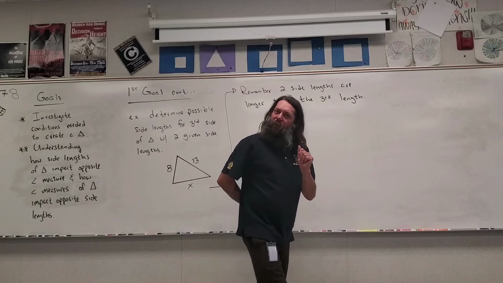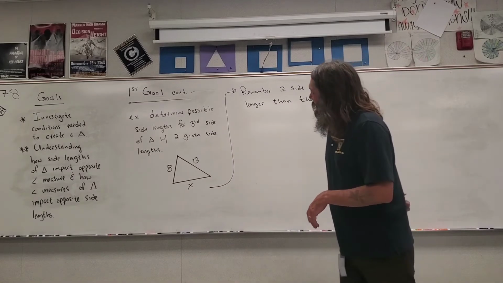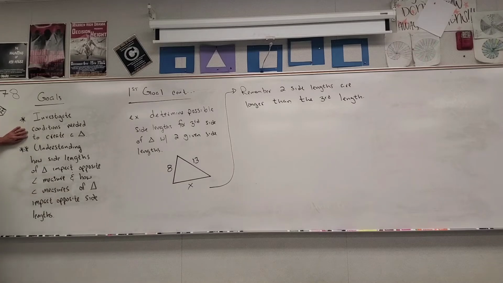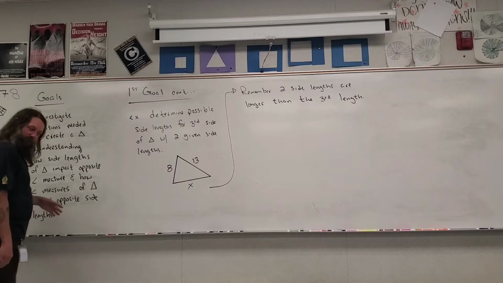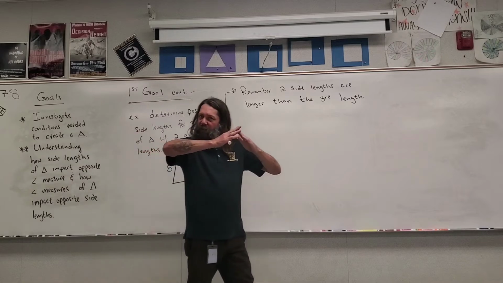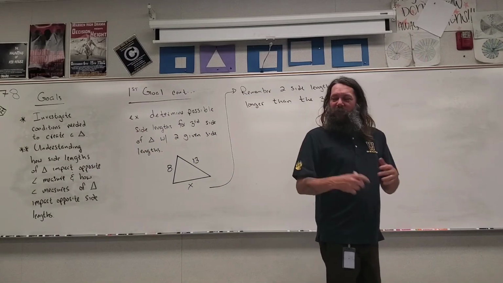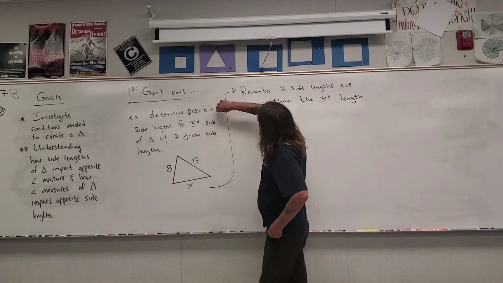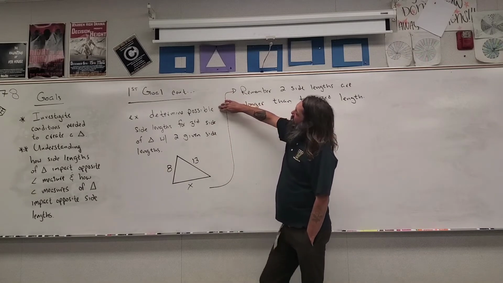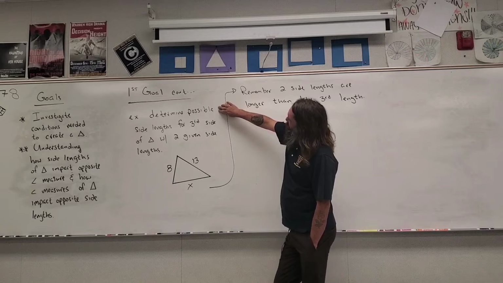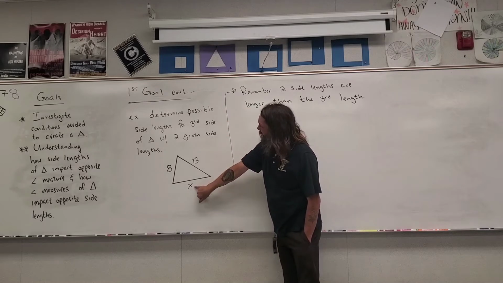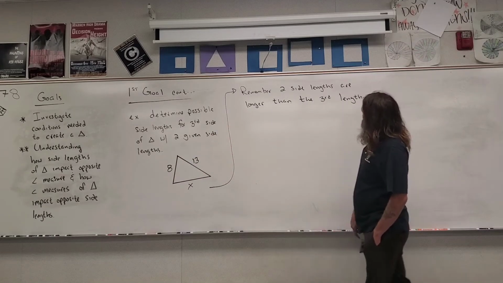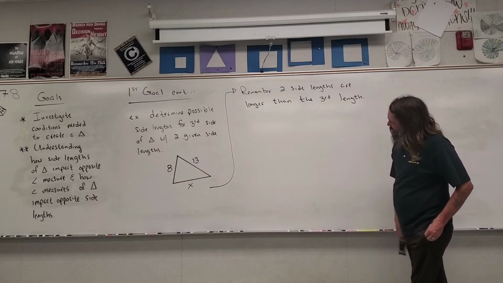I'm back, so let's go ahead and wrap up the first goal. Remember, our first goal was to investigate conditions needed to create a triangle, and we saw that a triangle would be created if two side lengths were longer than the third. So let's do an example here. Our example is to determine possible side lengths for a third side of a triangle with two given side lengths. And remember, two side lengths are longer than the third length.